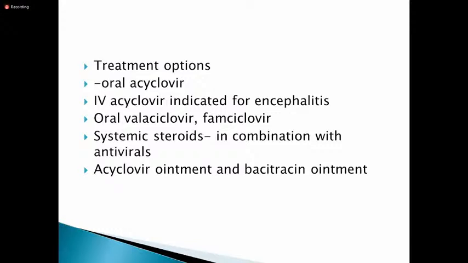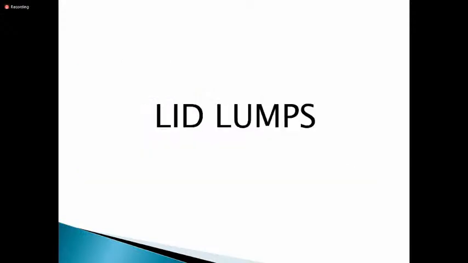If it is severe, then IV acyclovir can be given. Other examples of medications that can be used are valacyclovir, famciclovir, and other antivirals. Once somebody has started on the oral antivirals and the condition looks controlled, then you can also add steroids to minimize the scarring and the neuralgia. For the skin lesions, you can add an acyclovir ointment and bacitracin or an antibacterial ointment. That is herpes zoster ophthalmica.